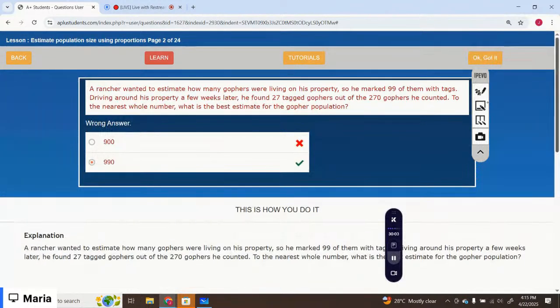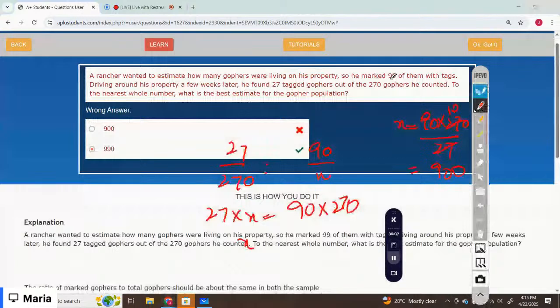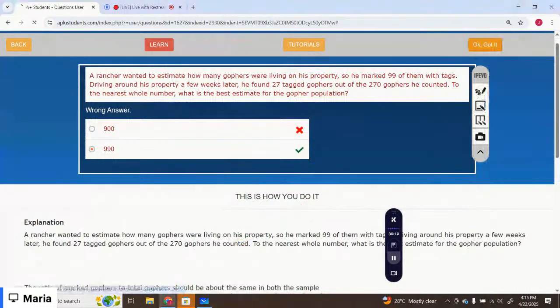Oh yes, that is 99, not 90. So 99 times 10 is 990. Option number 2 is the correct option, sorry.